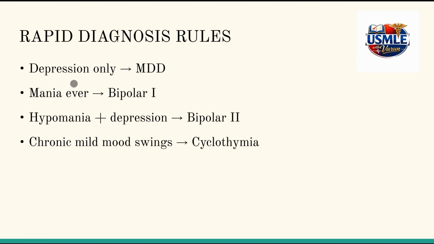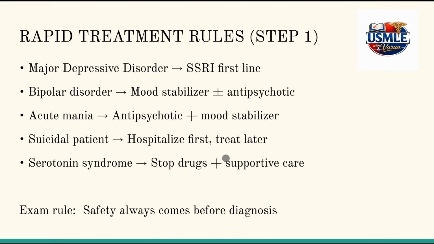So the rapid diagnosis rules include: depression only, MDD; mania, bipolar 1; hypomania plus depression, bipolar 2; chronic mild mood swings, cyclothymic disorder. For major depressive disorder, we need to think about using SSRIs as a first line drug.